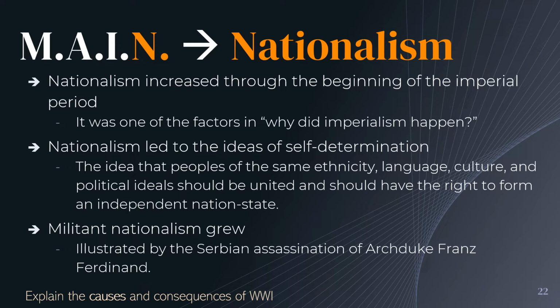Then we've got nationalism. We've looked at how nationalism fed into imperialism. Why did imperialism happen? Here we have the idea of self-determination, and we're going back to the Enlightenment. I know everything pulls together. Under the Enlightenment, we had the idea of natural rights. Here we have people of the same ethnicity, language, culture, religion, political ideas should be united and have the right to form their own independent nation state.